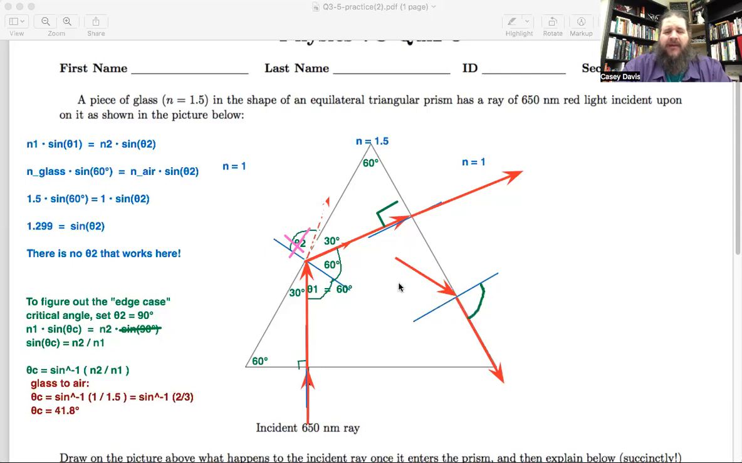The only time you'd expect total internal reflection, none of it getting out, is if the incoming angle is 41.8 degrees or more, which is true for the theta 1 here. Theta 1 was 60 degrees, which is more than 41.8 degrees. So we get total internal reflection. Any questions on that so far?